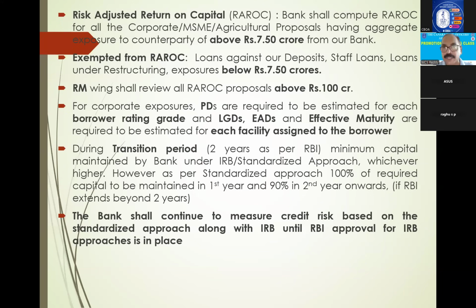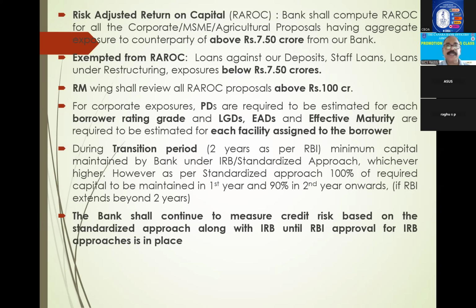Here, above 7.5 crores, all your loans, that is corporate, MSME, agriculture, all loans, whatever it is, where the exposure is above 7.5 crores, this RAROC is to be calculated at head office level. So for exam purposes, the cutoff limit for calculation of RAROC is above 7.5 crores, right? Next, exempted from RAROC: below 7.5 crores, staff loans and VSLs, etc. Loans under restructuring are also exempted. Next, the RM wing shall review RAROC proposals above 100 crores, right?